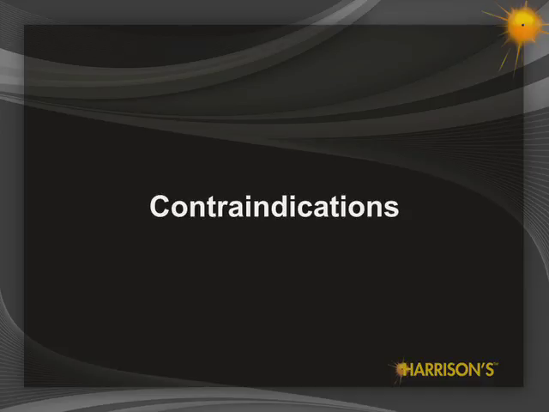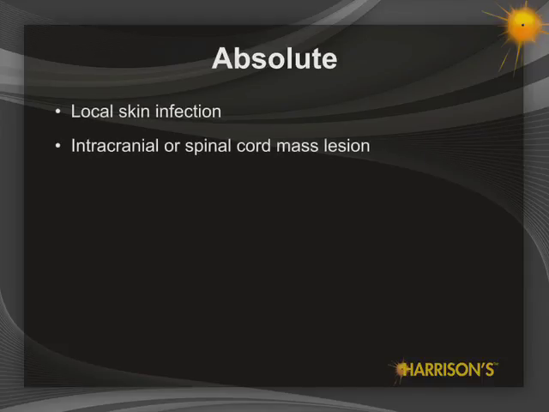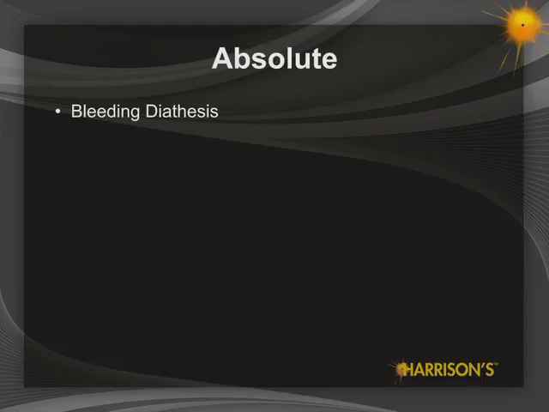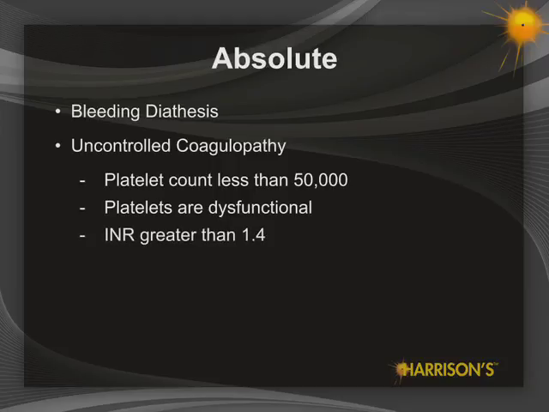There are a few contraindications to a lumbar puncture. Absolute contraindications include local skin infection over the site, suspected mass lesion intracranially or in the spinal cord, raised intracranial pressure with signs of impending herniation, as a lumbar puncture may hasten the herniation, bleeding diatheses, or coagulopathy that is uncontrolled. Typically, platelets less than 50,000, dysfunctional platelets, or INR greater than 1.4, are considered higher risk and would necessitate correction of coagulopathy prior to performing a lumbar puncture.